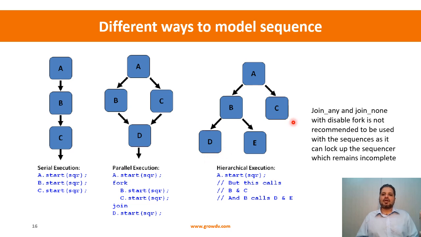So please note that if you use a join any or a join none, then you are not recommended to use the disable fork for the other sequences that are running. That is because that can lock up the sequencer, which can remain incomplete. So you need to make sure that in some way, through events or something, you communicate back to the sequence that is running so that it can finish gracefully. So you need to take care of that.